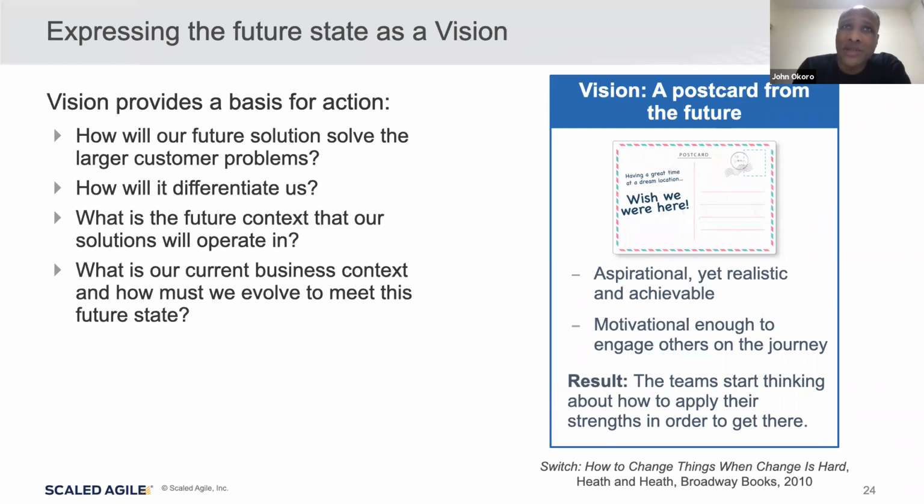This is the outcome. We address things like how it differentiates us, what the future context is, and what the current business context is. This is a visioning activity to think about where we think we're going to be and what we think the future will look like, potentially, for that new portfolio and maybe that new portfolio canvas.